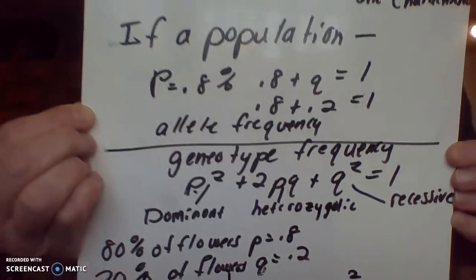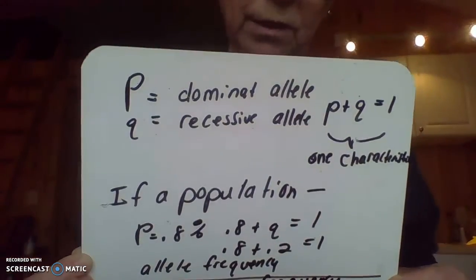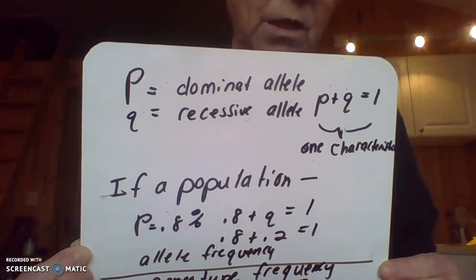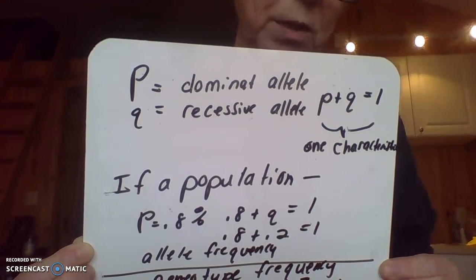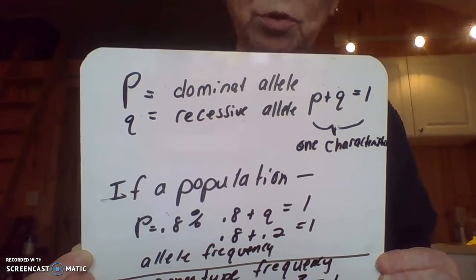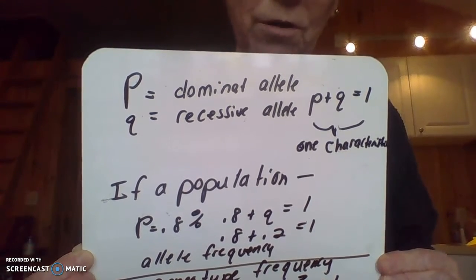The first formula, if the question asks just what the allele frequency is, P plus Q equals 1. And then they've got to give you at least P, or they have to give you Q. Otherwise, you can't figure that out. And then you would just plug in what numbers they give you.